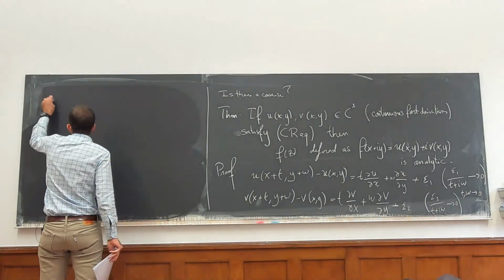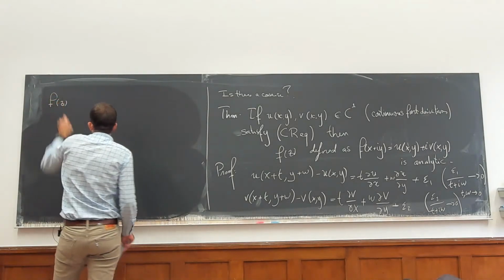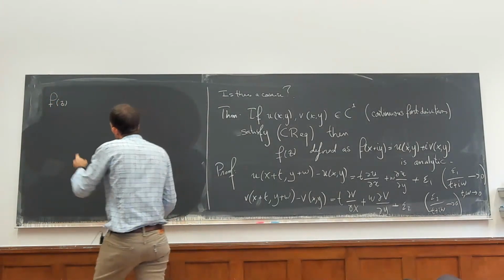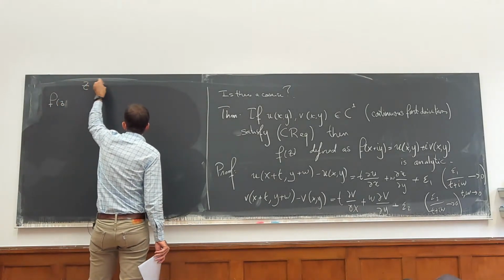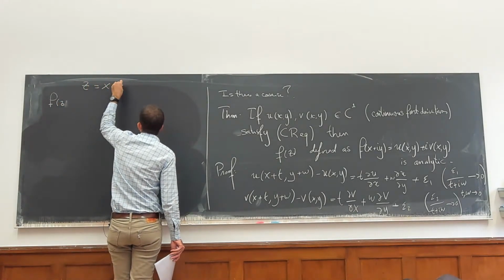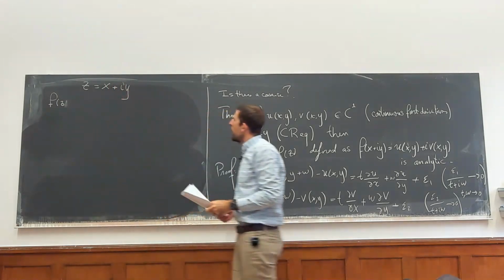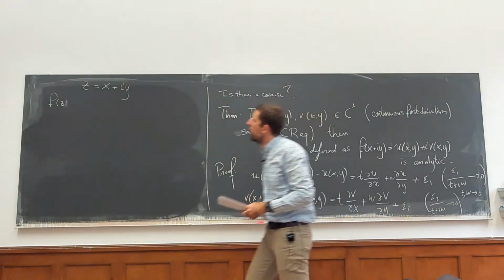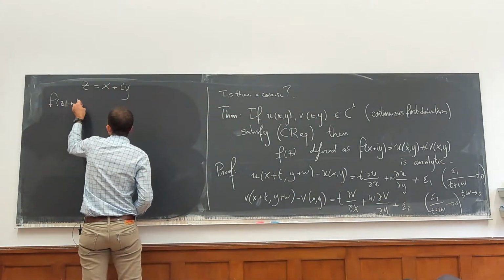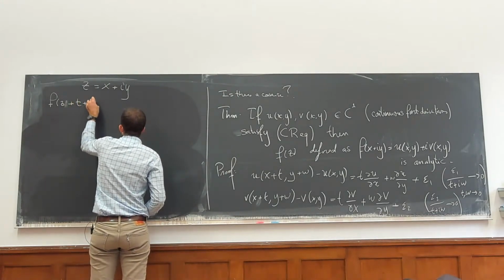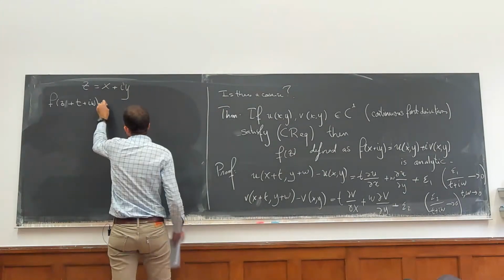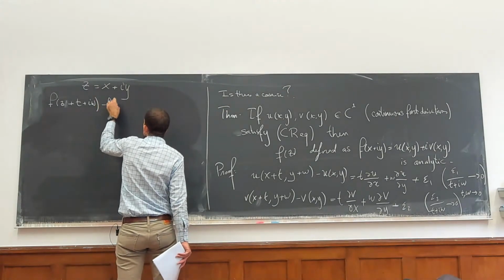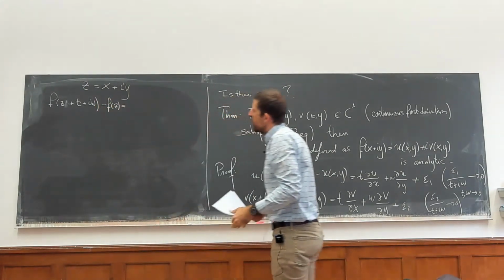Okay, so now we write for z. Let me identify, I've been doing this a lot, let me make it more explicit. Identify z with x plus i y, right? And now f of z plus t plus i w, now minus f of z. What is this equal to?